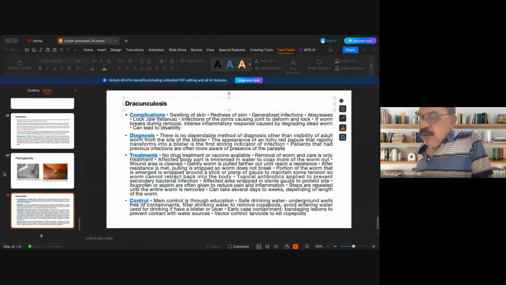Then walking dandruff, that is cheyletiellosis. It is a highly contagious disease. It is caused by Cheyletiella blakei in cats. So it is a mite. The disease is characterized by scaling.